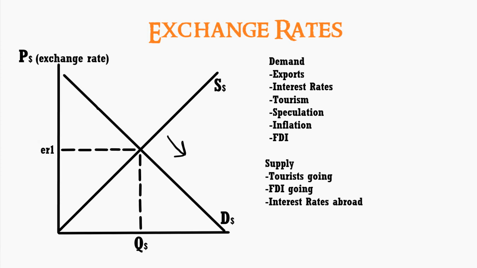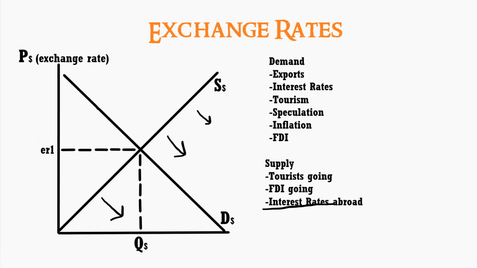Anytime that people are going to a foreign country and demanding their money, the supply of their currency will rise. So the same goes for FDI. If American companies go invest in, I'll use Ghana again, then the supply will rise, causing depreciation. And if interest rates abroad are higher, people from this country, let's say the US, are going to go there to save their money. So the supply of the US dollar will rise.